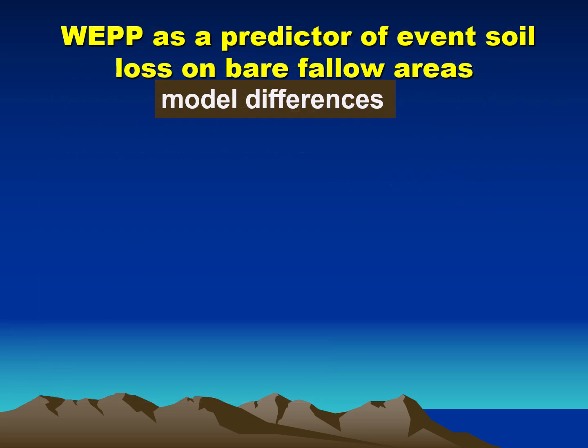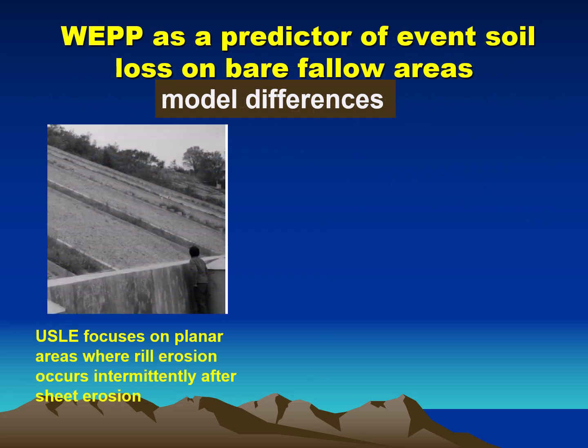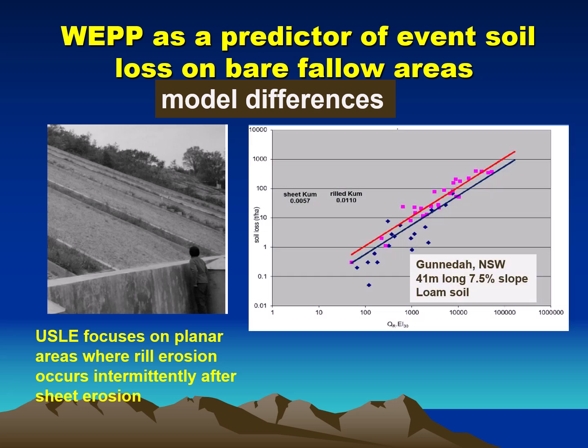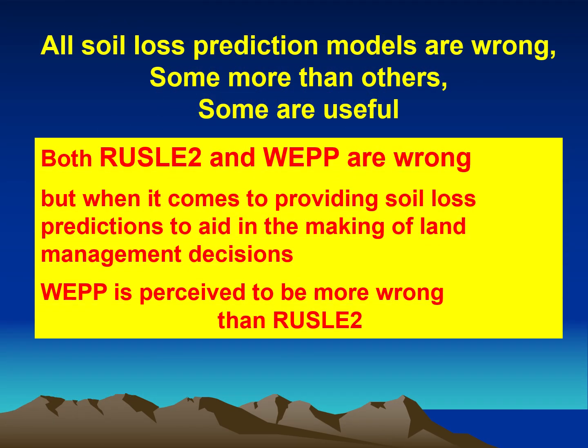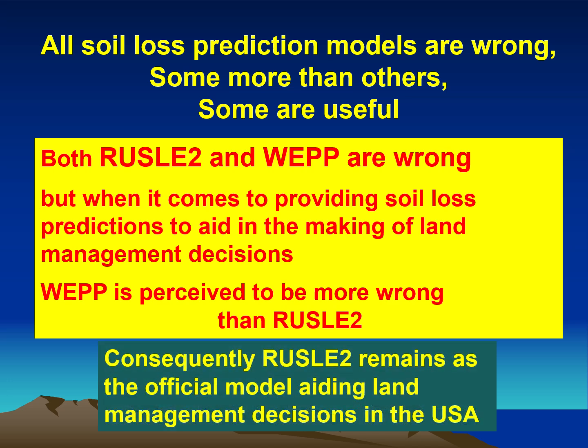And one of the issues about model differences is that USLE focuses on plain areas where rill erosion occurs intermittently after sheet erosion, whereas WEPP focuses on crops grown on ridges where rill flow and rills are always going to occur. So, both RUSLE2 and WEPP are wrong, but when it comes to looking at soil loss predictions as an aid to making land decisions, WEPP is perceived to be more wrong than RUSLE2. Consequently, RUSLE2 remains as the official aid to making land management decisions in the USA.